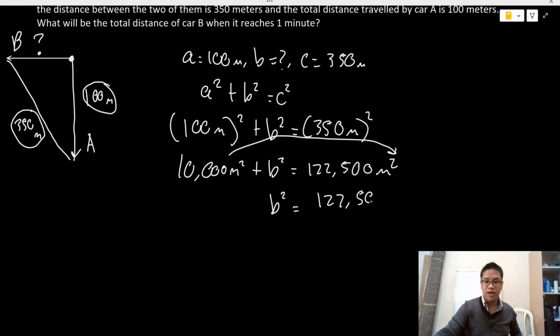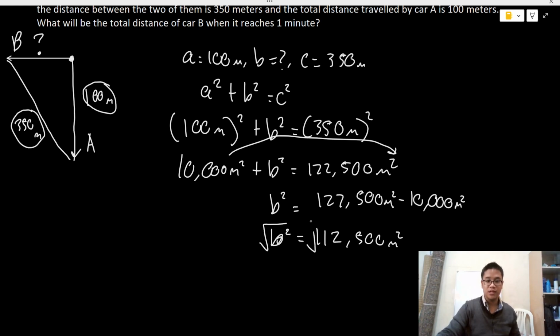So, 122,500 square meters minus 10,000 square meters. Subtract them. 350 squared is 122,500 square meters, so minus 10,000. The answer would be 112,500 square meters. Now let's find your B.